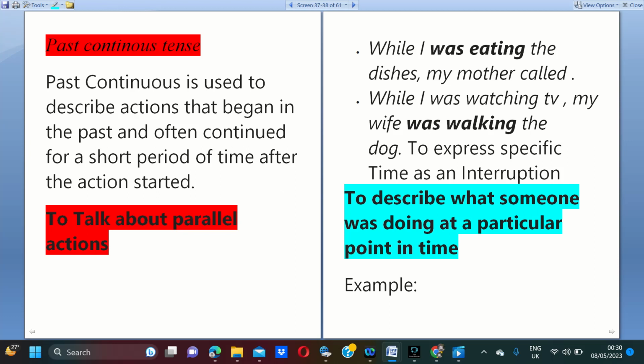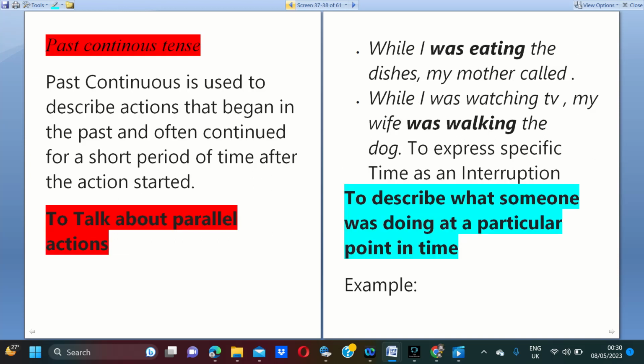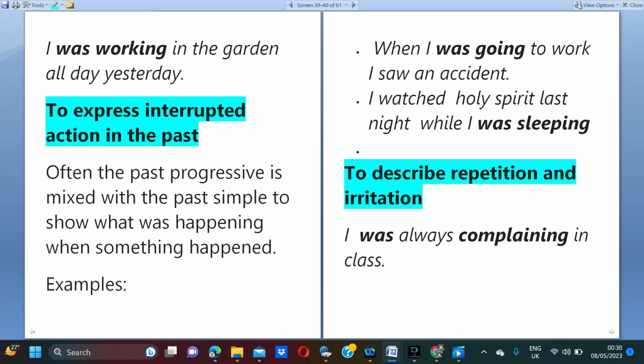Next, to describe what someone was doing at a particular point of time. That can also be explained by using past continuous tense. I was walking in the garden all the day yesterday. So here, to describe what someone was doing at a particular point of time. See, all the day yesterday is a particular point of time. What someone was doing at that time, that is what can be explained by past continuous tense.